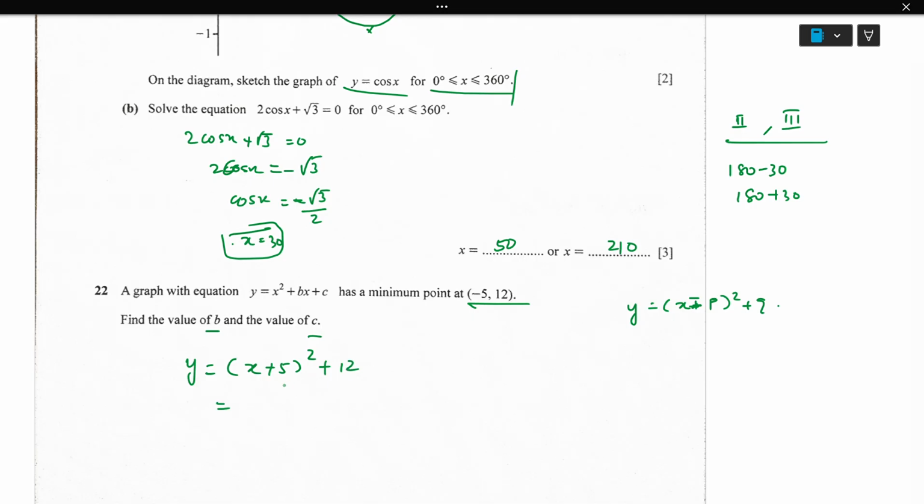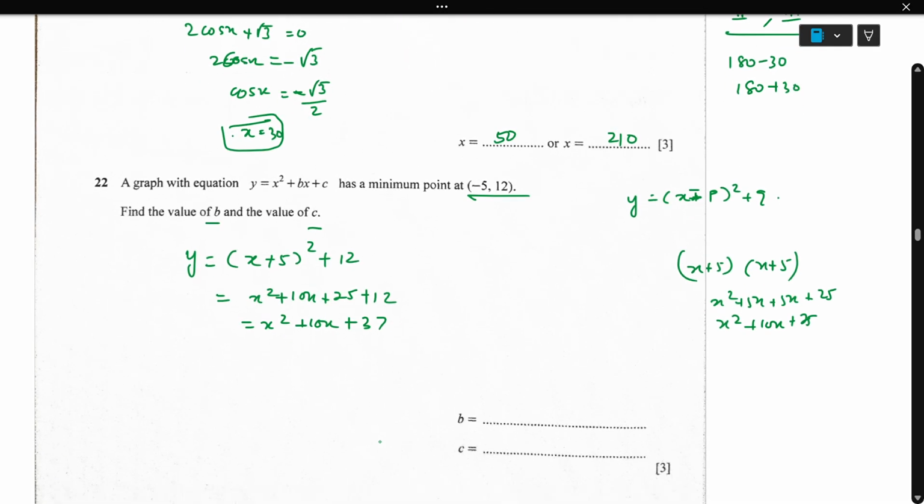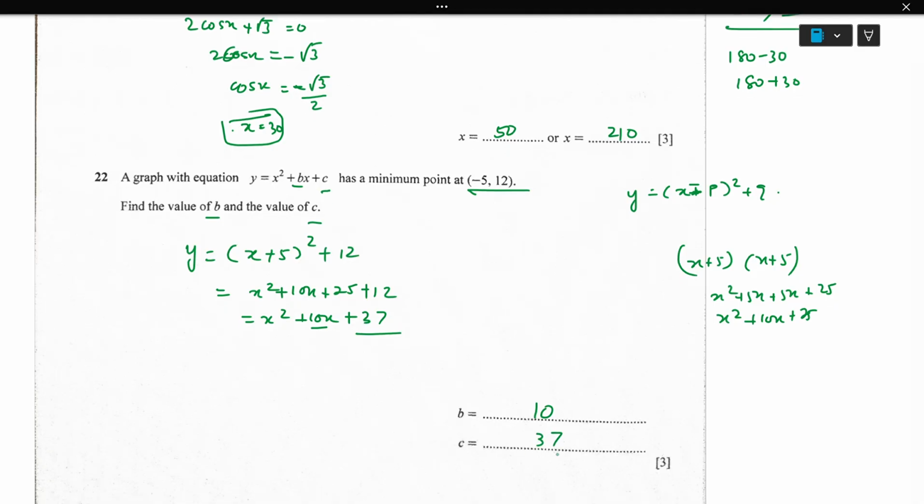So we have to expand x plus 5 into x plus 5, which is x square plus 5x plus 5x plus 25. So x square plus 10x plus 25, plus 12. So the answer is x square plus 10x plus 37. Here in b's place we have 10, so b equal to 10, and in c's place we have 37, so here the answer is 37.